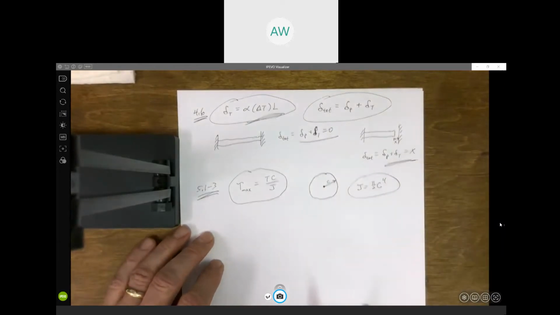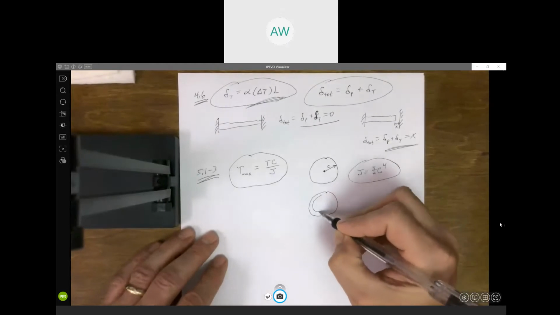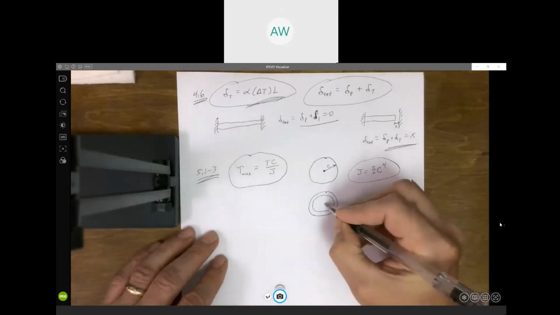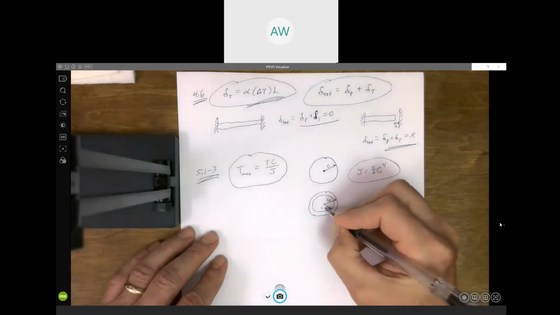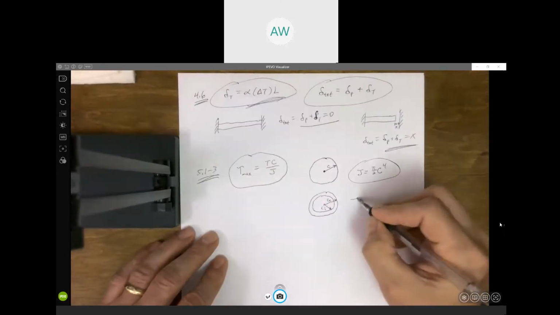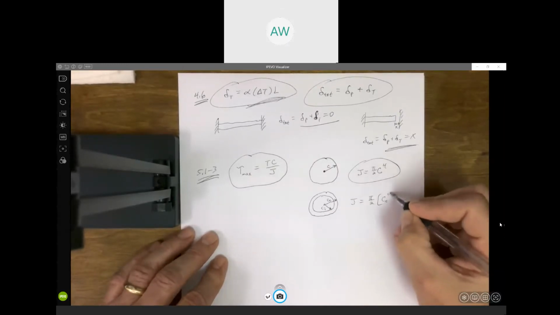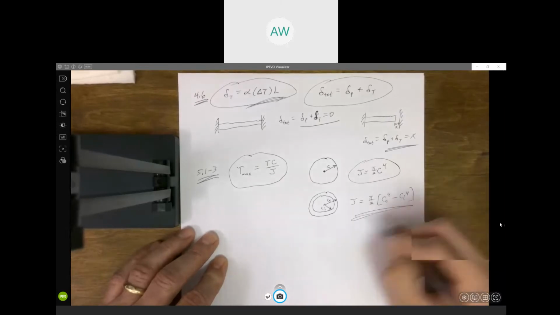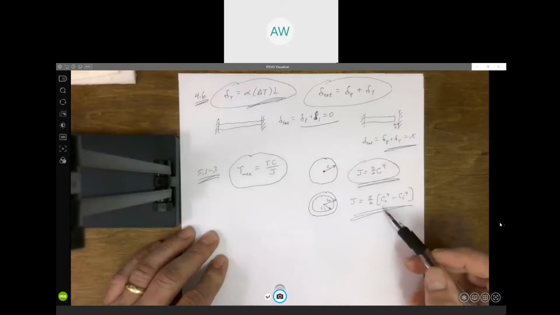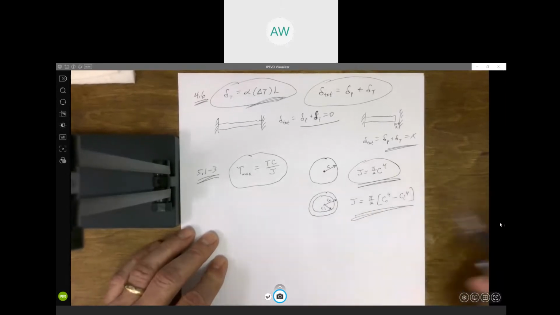Now, if you do encounter a hollow cross section, a hollow tube that has a cross section like this, you're going to have an outer radius and an inner radius. Here, J would be pi over 2, the outer radius to the 4th minus the inner radius to the 4th. Really, if you know this formula, you should get this, because all you're doing is taking the moment of inertia for the big circle and subtracting the moment of inertia for the little circle.